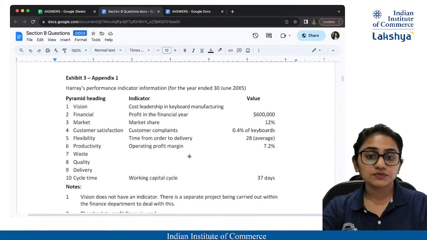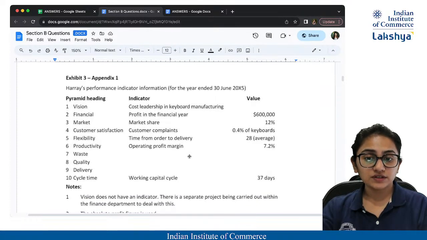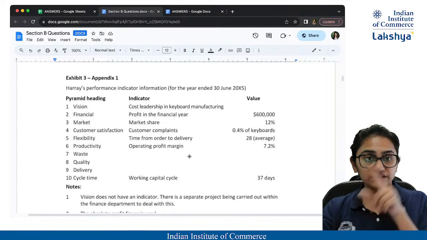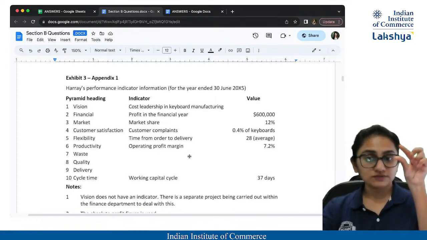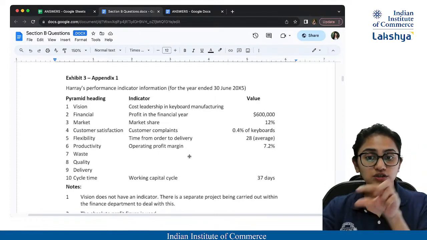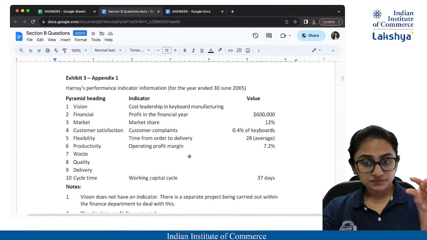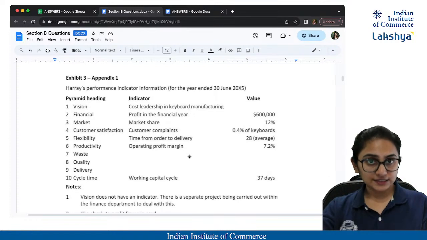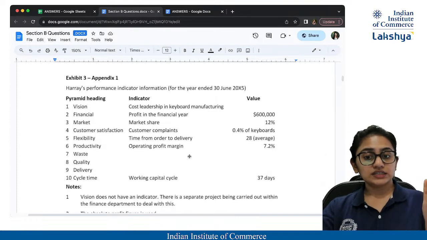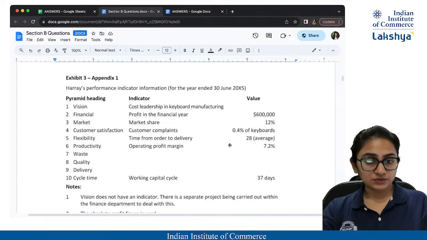This is Harry's performance indicator information for the year ended 30th June 20x5. Pyramid heading, whenever there's a pyramid, at the top is the vision, then is the financial and the market conditions, then is the customer satisfaction, flexibility and productivity at the third tier, and the fourth tier is waste, quality, delivery and cycle time. The indicators are given, the values are given.